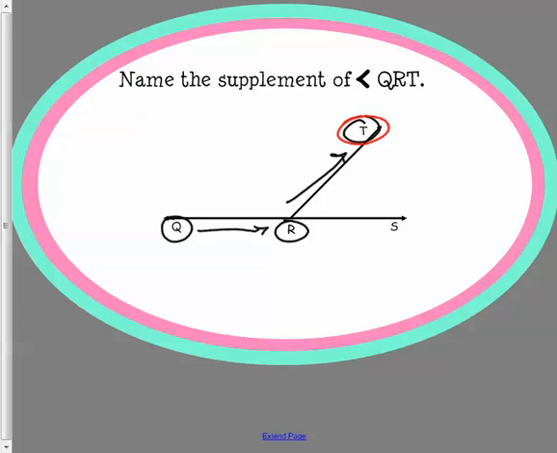So to name this one, you're going to start at one of these points. I just start with T because that's where they left off. Put in the vertex, and then the final one. So angle TRS.